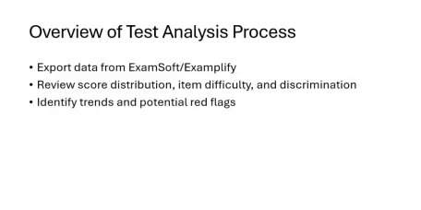The first one is how the test scores are distributed. This will help us get a better sense of whether the exam was too easy, too hard, or just right for the subject matter being tested. We then need to look at the item difficulty. This tells us how many students answered each individual question correctly.